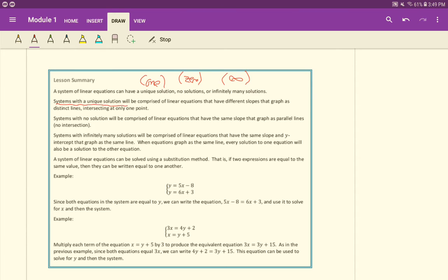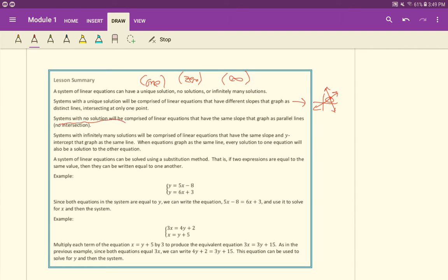Systems with a unique solution will be made up of linear equations that have different slopes that graph as distinct lines intersecting at only one point, right? So it looks something like this. If there's my axes, then you might have two lines that intersect like this. And there's our solution point.